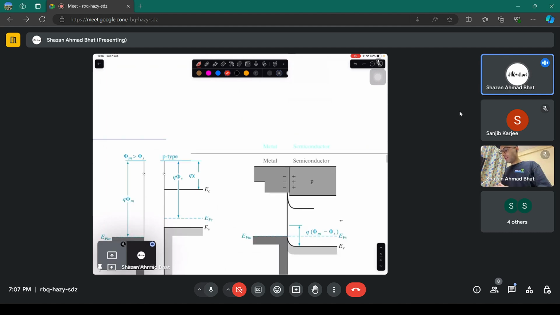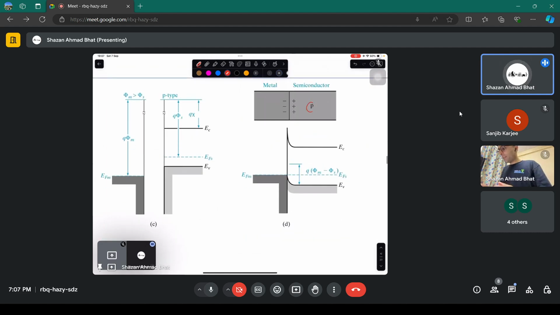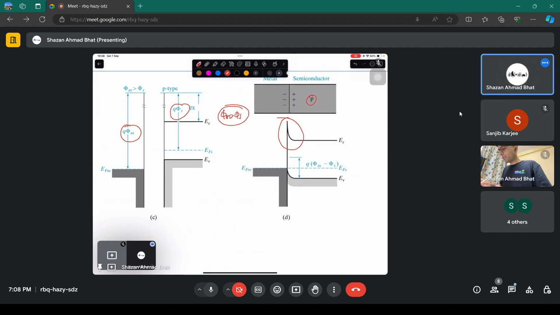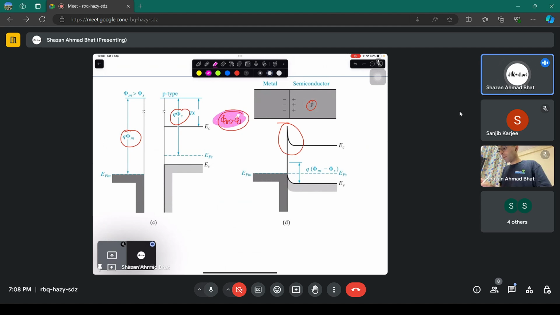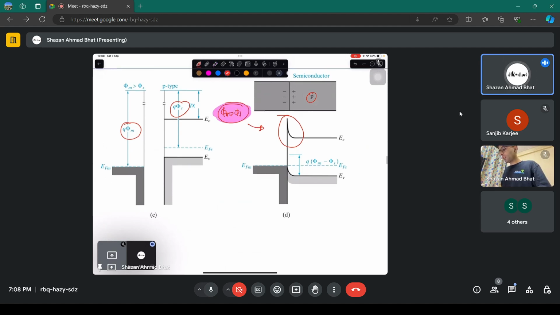All right. Now next, you have a p-type, with the work function of metal greater than that of semiconductor. Whenever you have this scenario, you have formed a Schottky barrier. This is the general rule: whenever you have the work function of metal greater than that of semiconductor, you have formed the Schottky barrier.